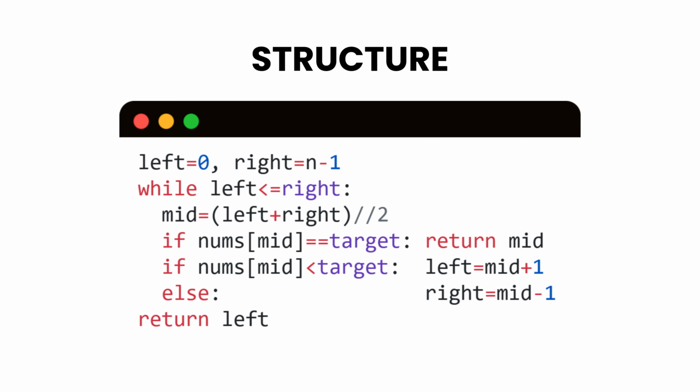Structure. Here's the plan. Initialize left equals 0, right equals n minus 1. While left is less than or equal to right, compute mid. If nums[mid] equals target, return mid. If nums[mid] is less than target, move left to mid plus 1. Else move right to mid minus 1. If we exit the loop, left is exactly the index where the target belongs.